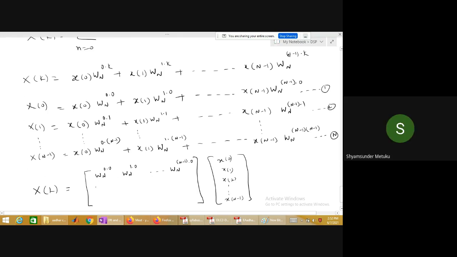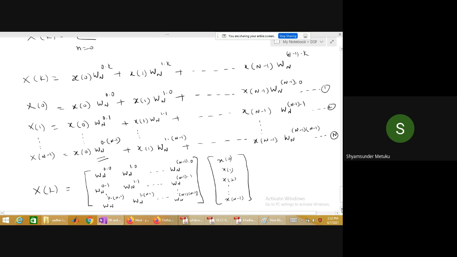Yes, it is coming. So can you tell me the second row of this? Wn into 0 into 1, sorry, not 1 into 0. Wn into 1 into 1, and so on up to Wn into n minus 1 into 1. It will go like that. What is the last one you will get here? 0 into n minus 1, up to Wn into 1 into n minus 1. Is it clear?